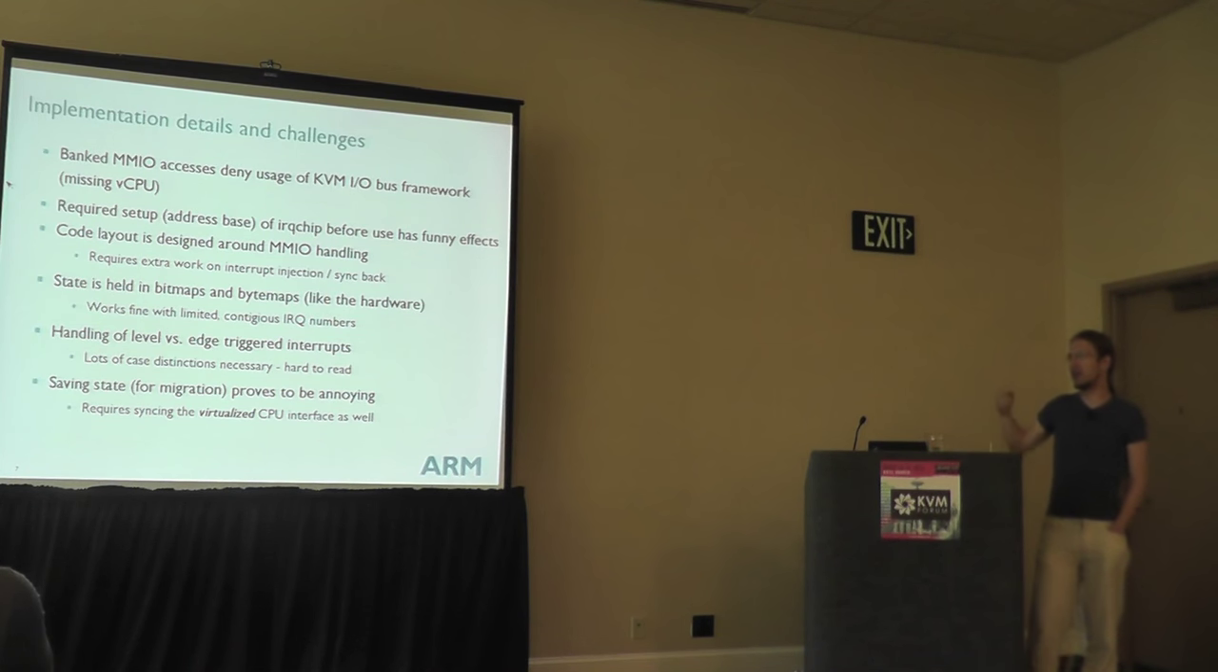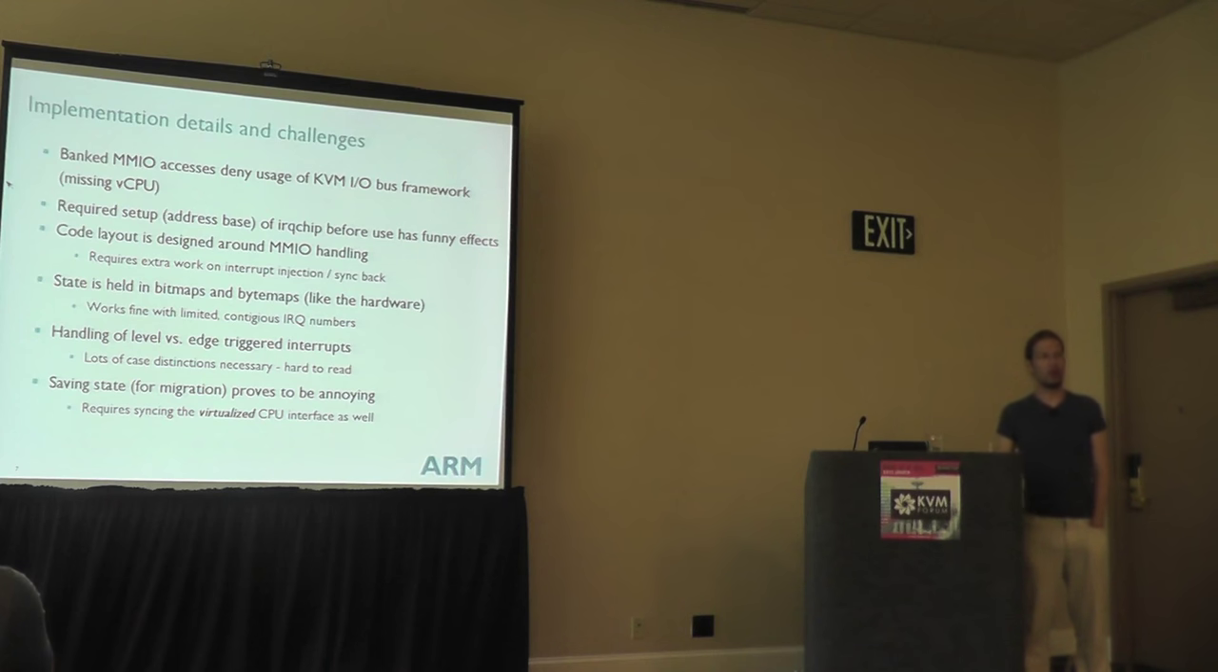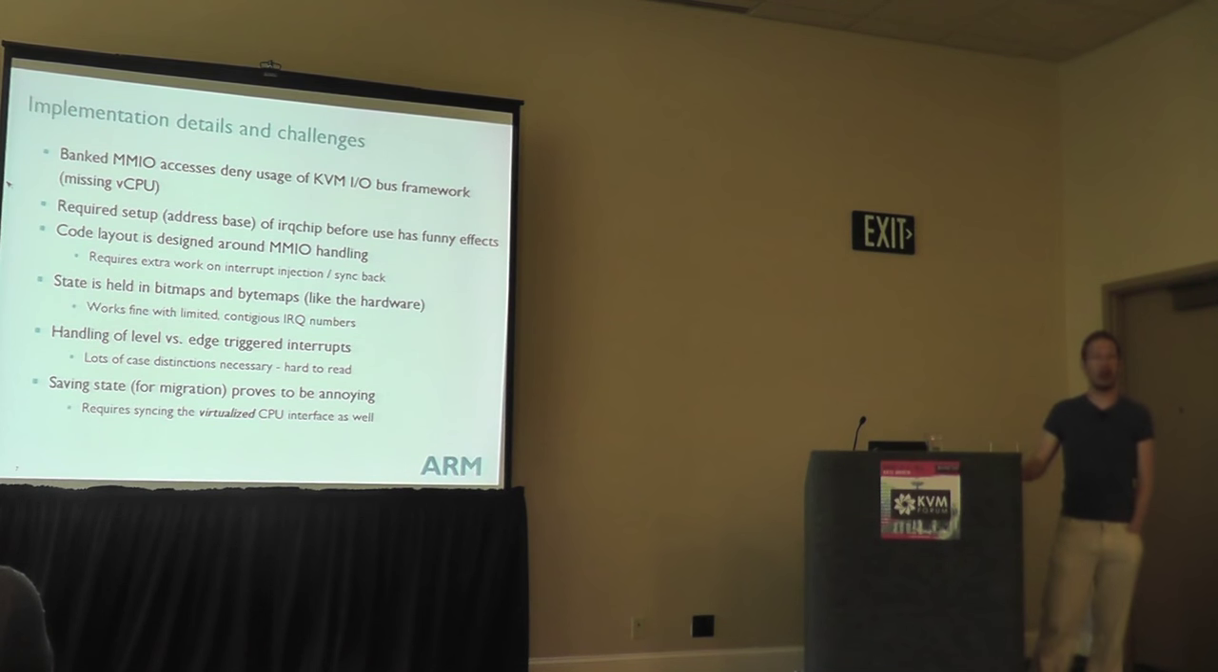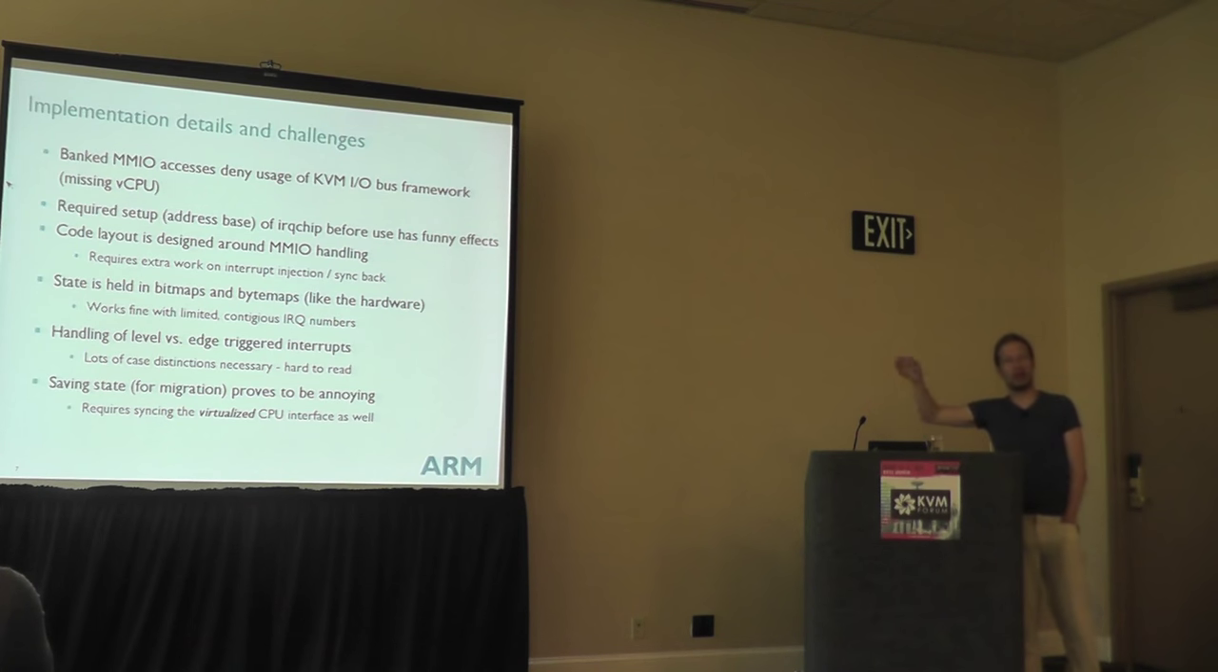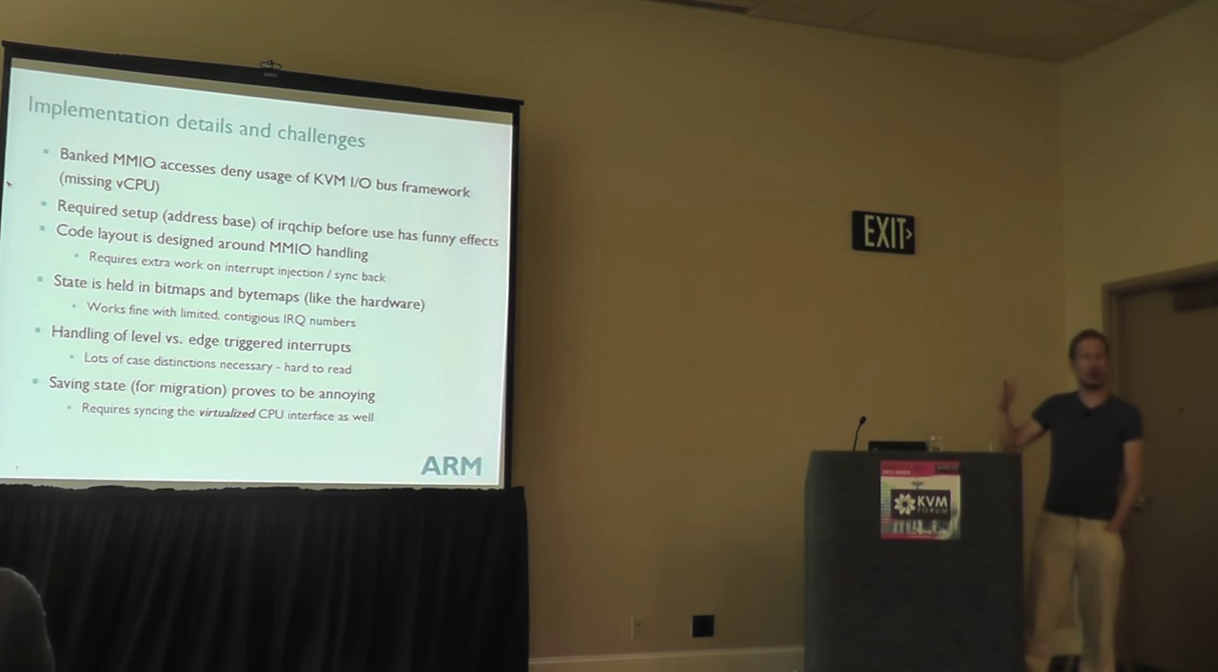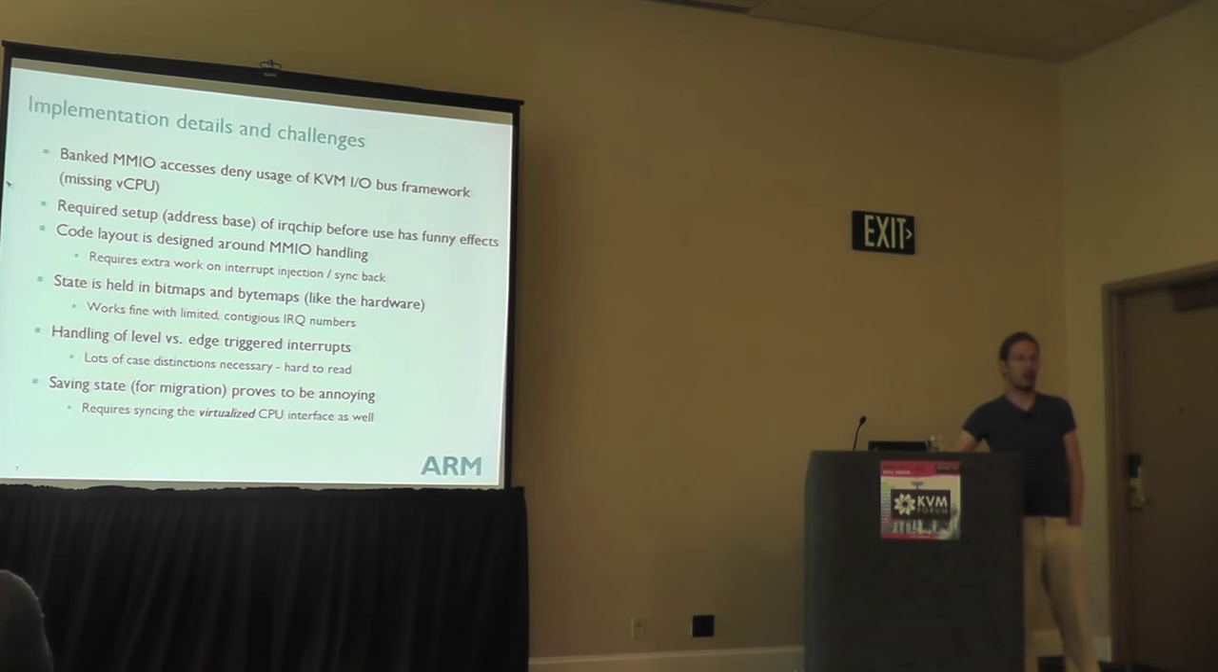Also, handling of level and edge-triggered interrupts proved to be very error-prone, and we had a lot of bugs in there, and there's a lot of case distinction now. So if edge, then do this. If level, then do this. And this is kind of confusing to read. And I have the gut feeling that there should be a better way of handling this. Maybe not, but I hope so, at least.